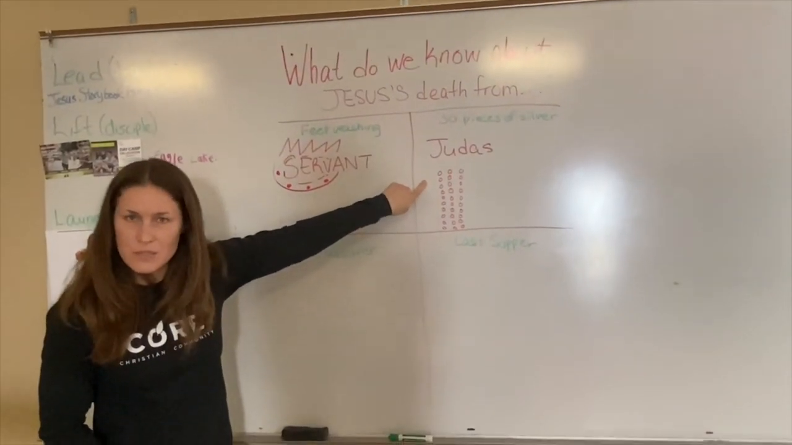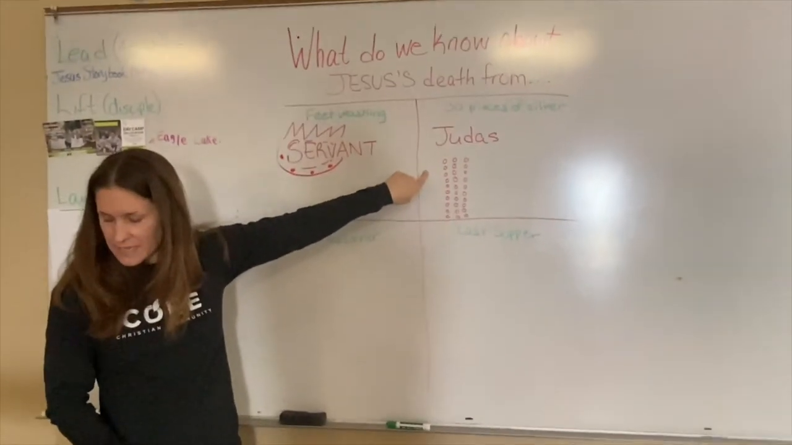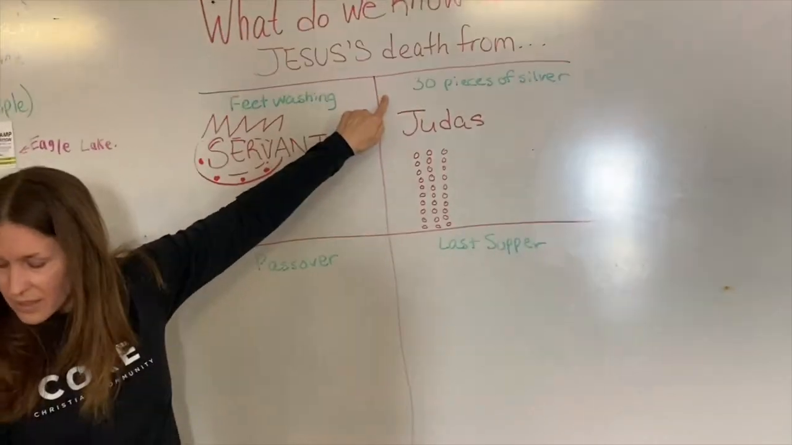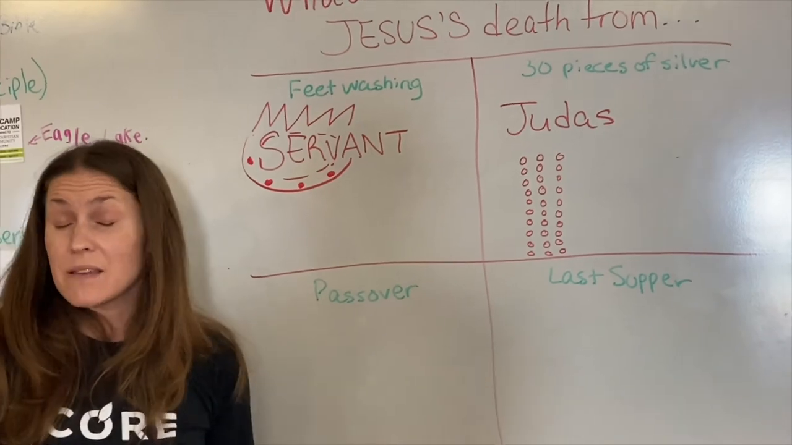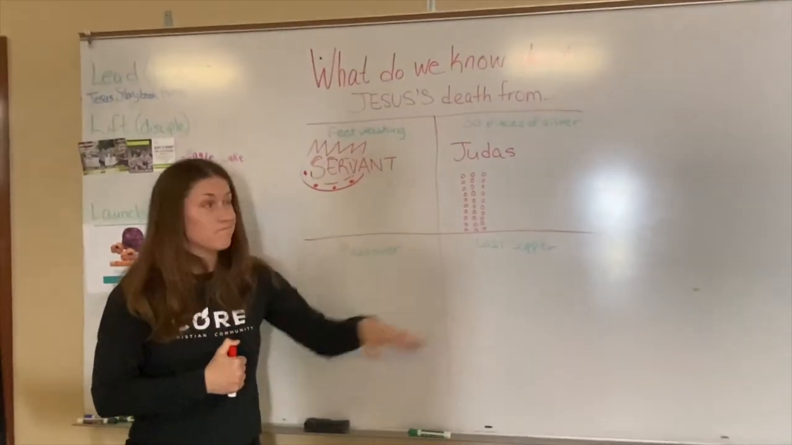Feel free to color yours in and make it look so much better, all right? So what do we know about Jesus' death from the 30 pieces of silver? We know that Judas was going to receive that money to help the leaders capture Jesus.